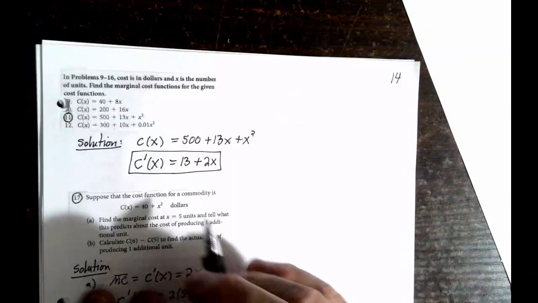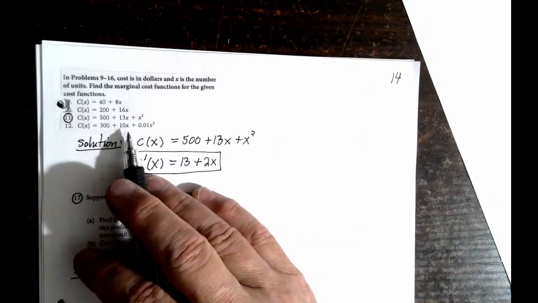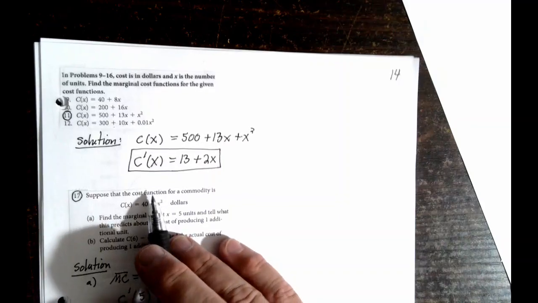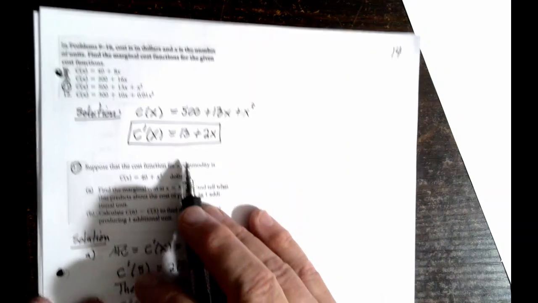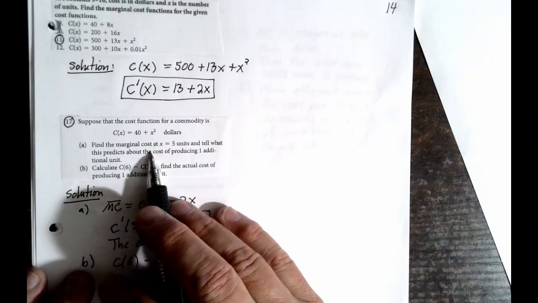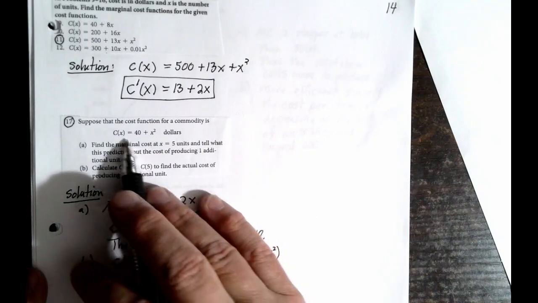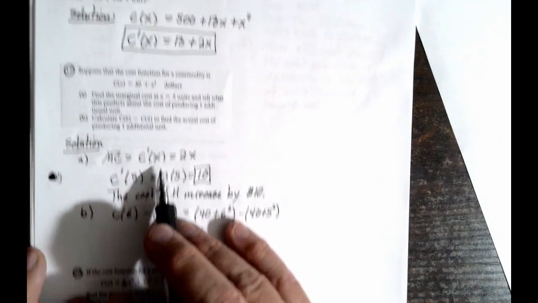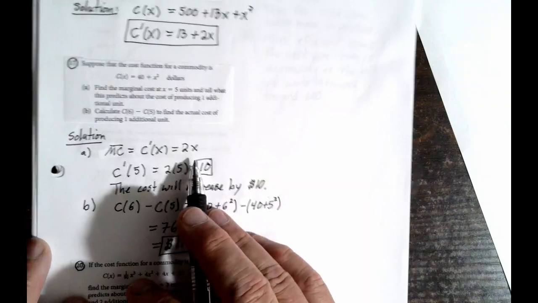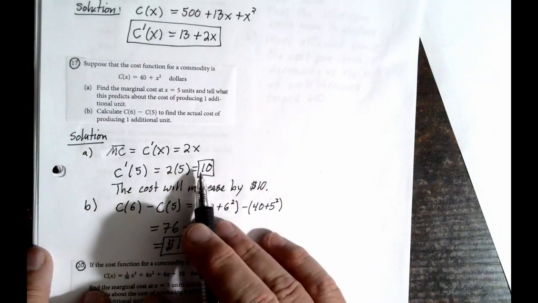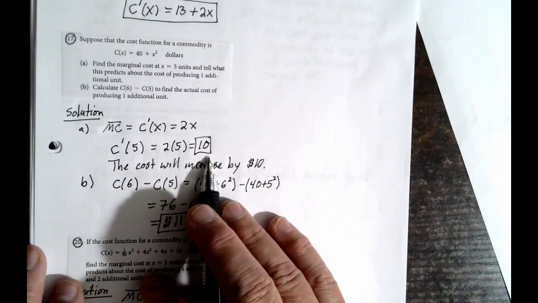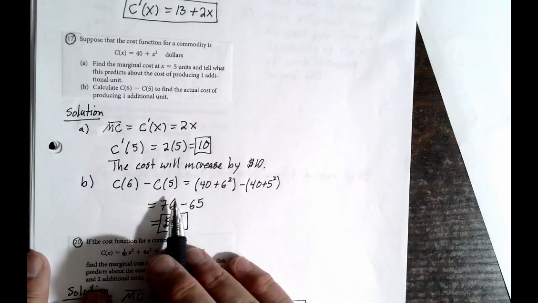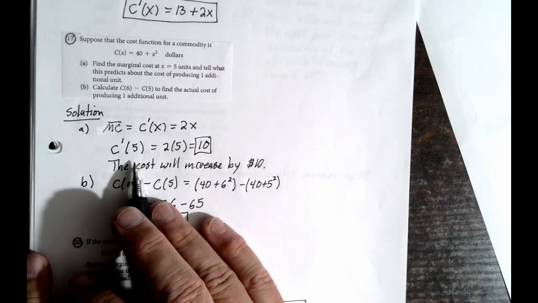Number 11, they give you the cost function and ask you to find the marginal cost. And so you just take this cost function here, number 11, and you take its derivative. 17, find the marginal revenue or marginal cost with this function here. So when you take the derivative of that, you just get 2x. And they want to know when x equals 5, so you plug in 5 in there and you get 10. And the cost will increase by $10 when you make the 6th item.